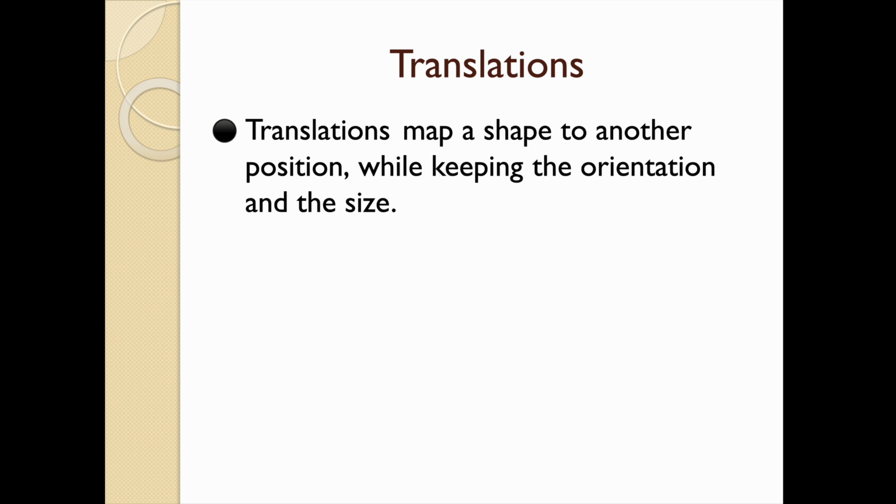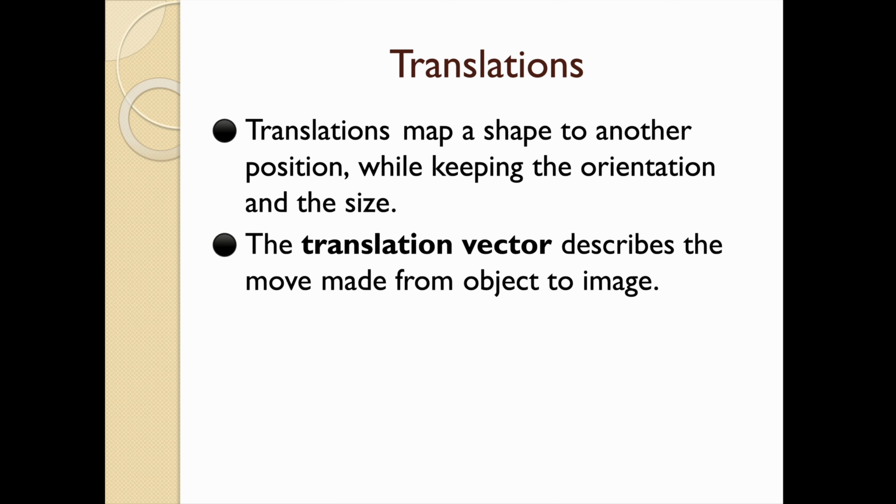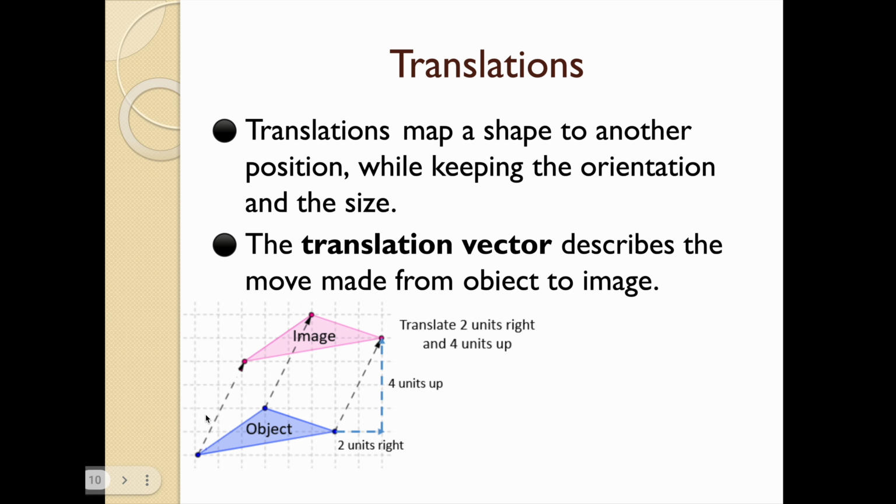So translations map a shape to another position while keeping the orientation the same. The translation vector describes a move made from object to image. So remember, our original shape is the object and our final one is the image. Moving from object to image, that is what we call the translation. So our object here moves 2 steps to the right and then 4 steps up, just like a vector. So we go 1, 2 to the right, then 1, 2, 3, 4 up.